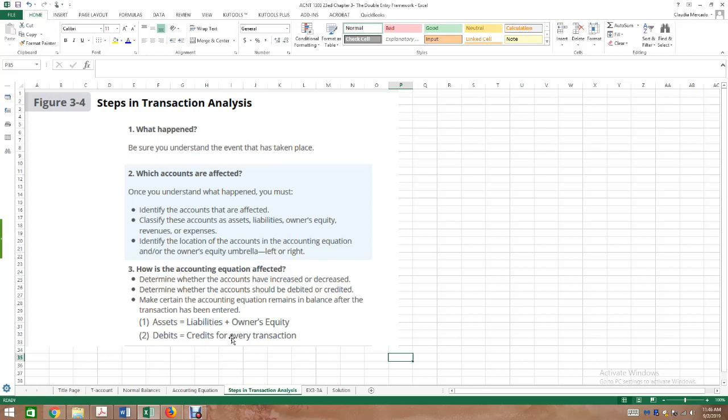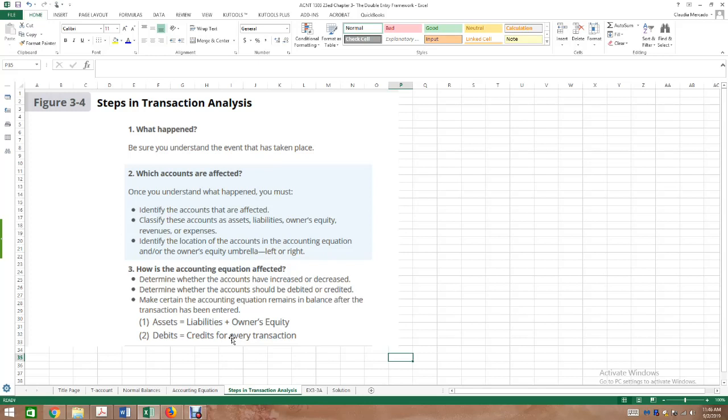So these are the steps that we're going to follow every time that we analyze a transaction. What happened? What accounts are being affected? And how is the accounting equation being affected? Okay. So make sure that we carefully read the chapter and that we understand the basic concept of debit and credit and the normal balances of the accounts.